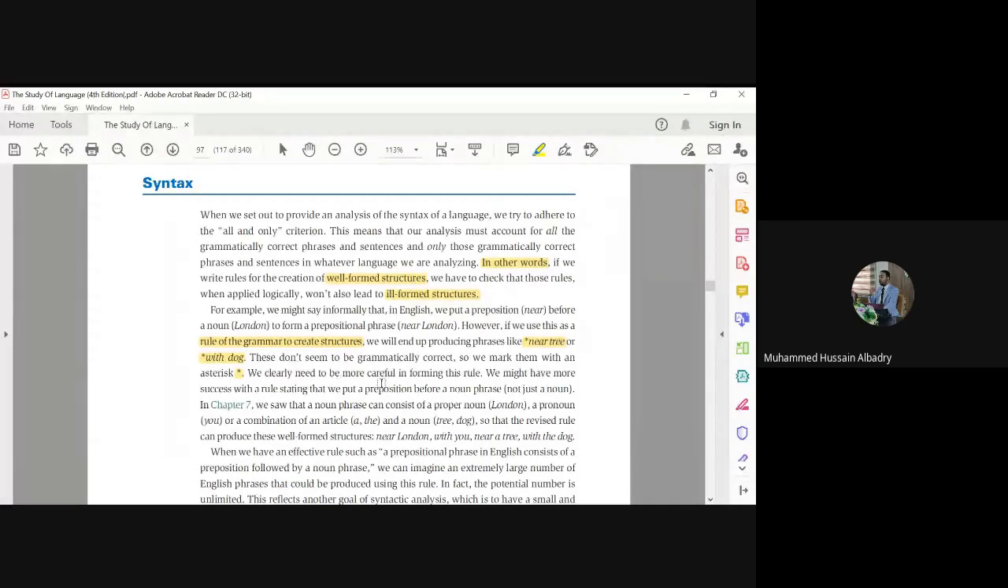We clearly need to be more careful in forming this rule. When we want to create a rule, we have to be very careful, because this rule can be applied to many phrases or many sentences.